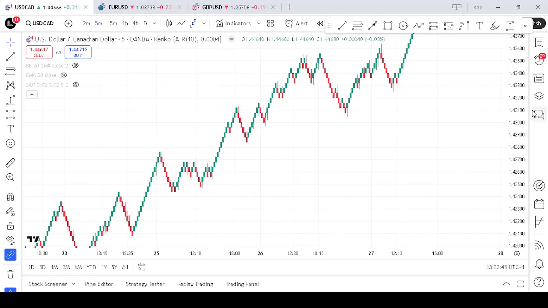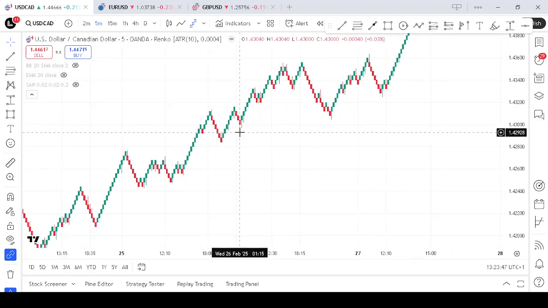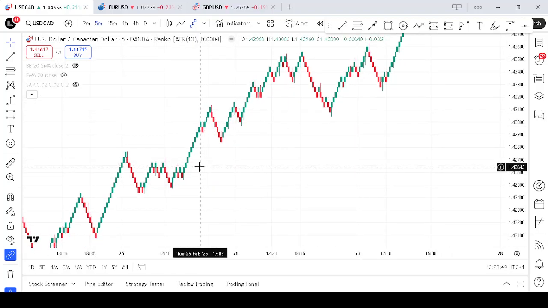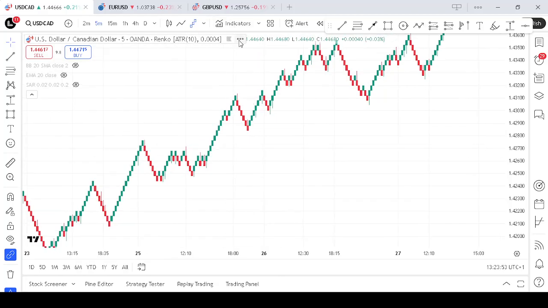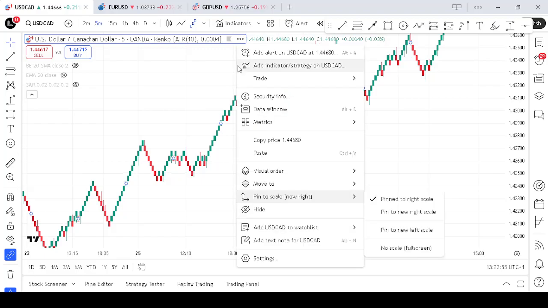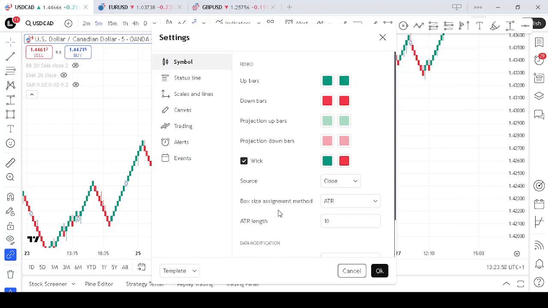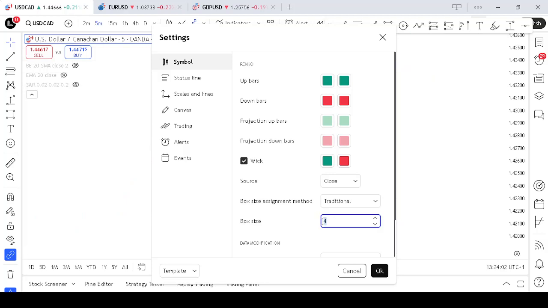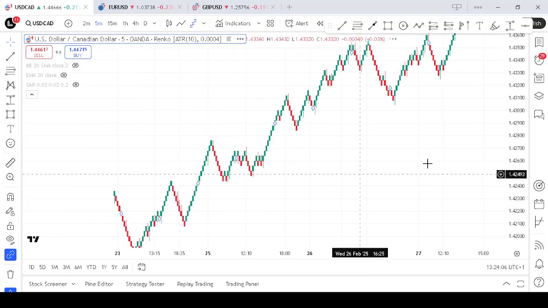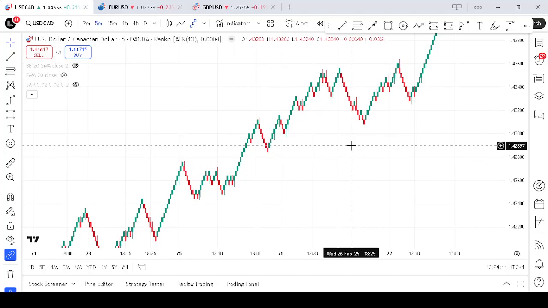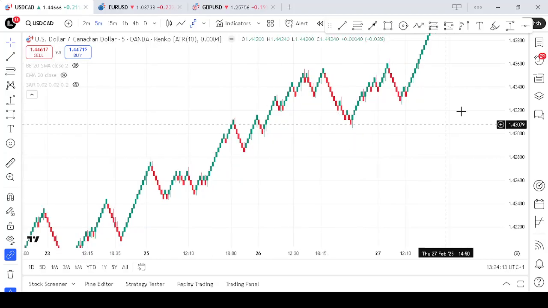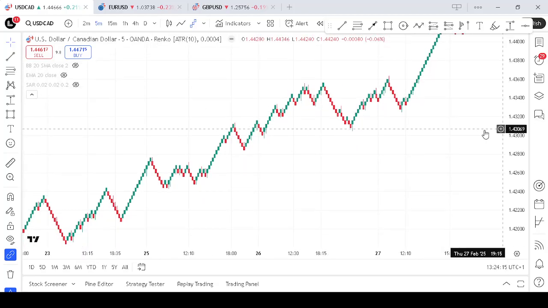As you can see, we have to set up our Renko charts in such a way that when it moves 1 pip, you set it up by going to your settings and you set up your Renko chart according to the traditional way. You put the box size however you want it to be. Alright, let's see how we can step by step apply this scalping strategy to our trading.